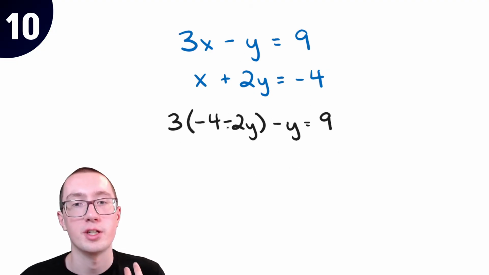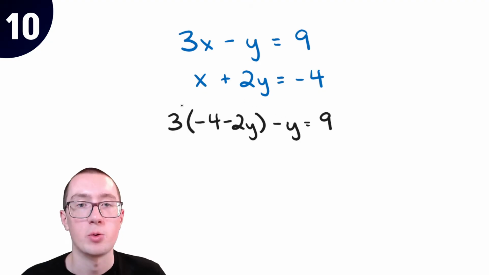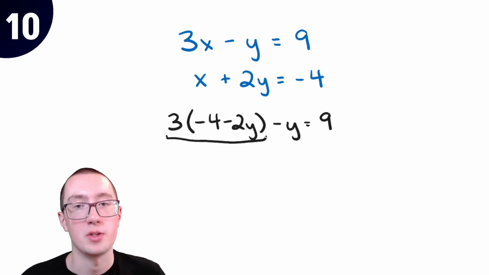And now this equation doesn't have any x in it, it only has y, which means that we can solve for y and figure out what number it's equal to. So here we have what should hopefully be a familiar pattern by now, which is the distributive property. So we need to multiply the 3 to both parts of the parentheses.